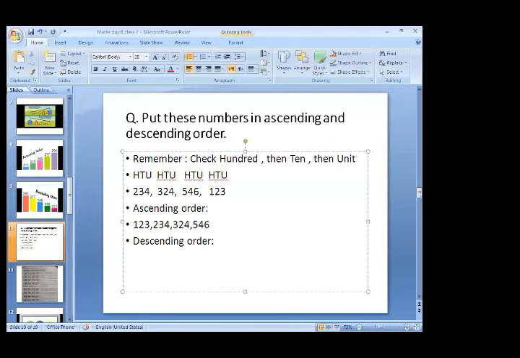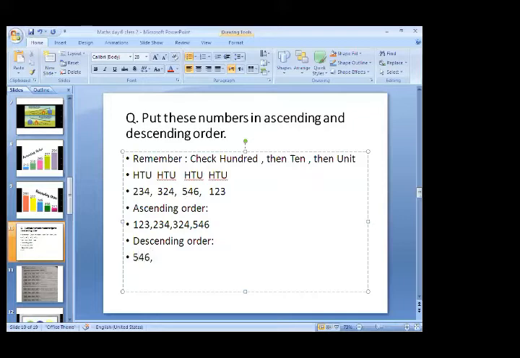Now arrange the numbers in descending order. In descending order, we arrange numbers from biggest to smallest. So first we observe which value is biggest in these four values. So first we check the hundred place. 2, 3, 5, 1. Which digit is biggest? 5 is biggest. So we write 546 first.